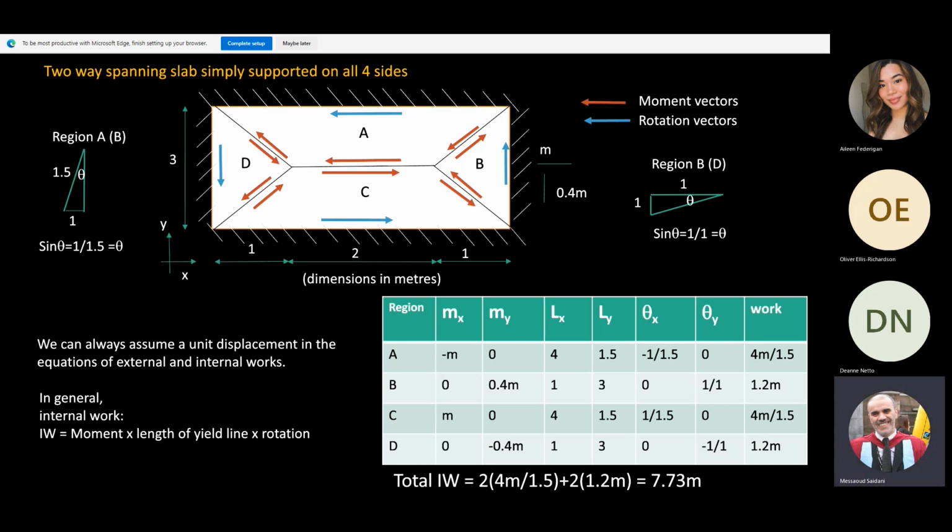Is it coming this way into the screen, or going out? Look, this is A. It's easy. This is region A. This is how it deforms. You agree? Do you agree that the moment is like this? The moment of resistance: with the right hand, this is the moment of resistance, and the thumb is in this direction. Clear?